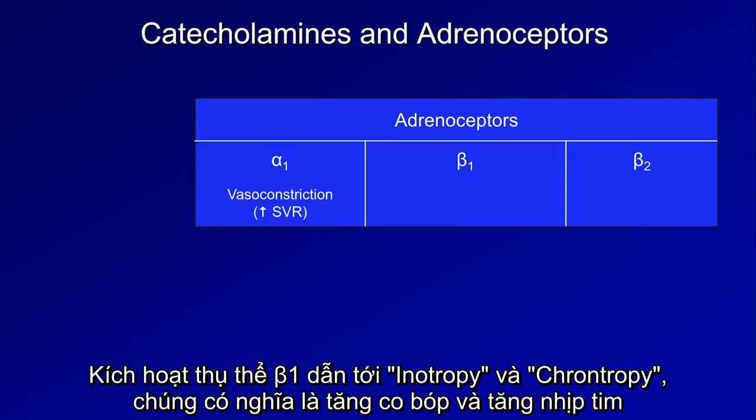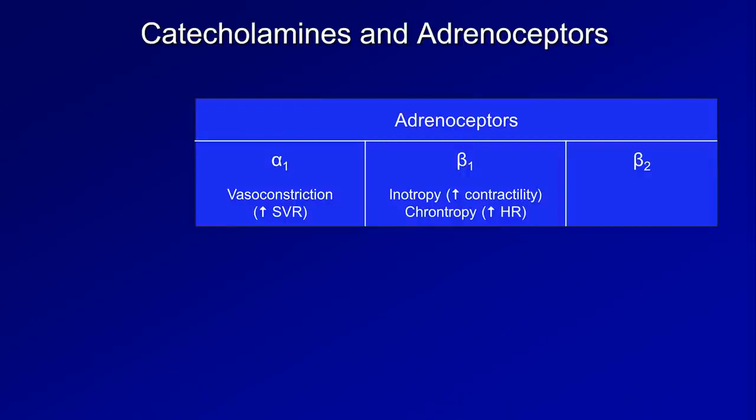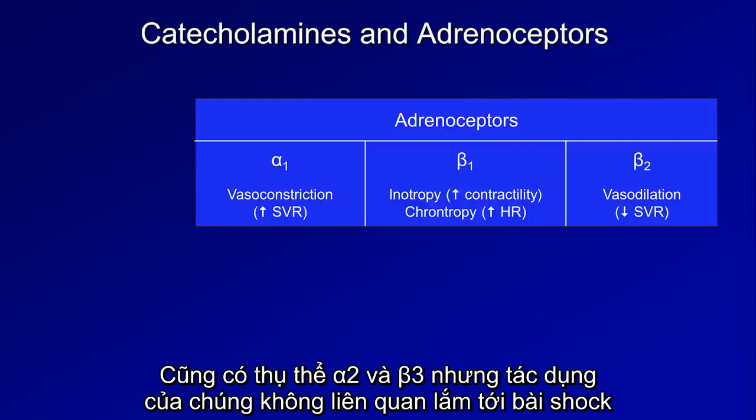Activation of beta-1 receptors leads to inotropy and chronotropy, which means increased contractility and increased heart rate, respectively. The net effect is a dramatic increase in cardiac output. And activation of beta-2 receptors leads to vasodilation, which decreases SVR. There are also alpha-2 receptors and beta-3 receptors, but their actions aren't relevant for this discussion of shock.